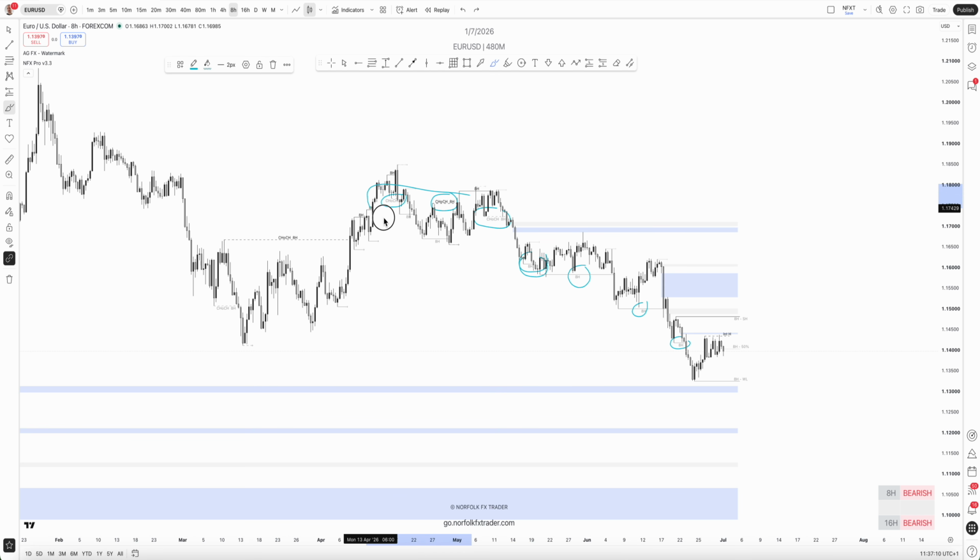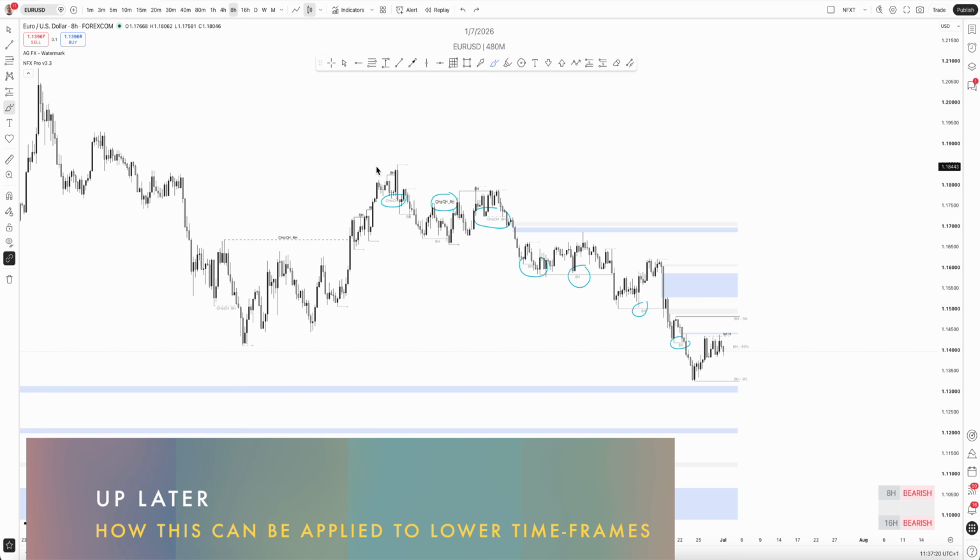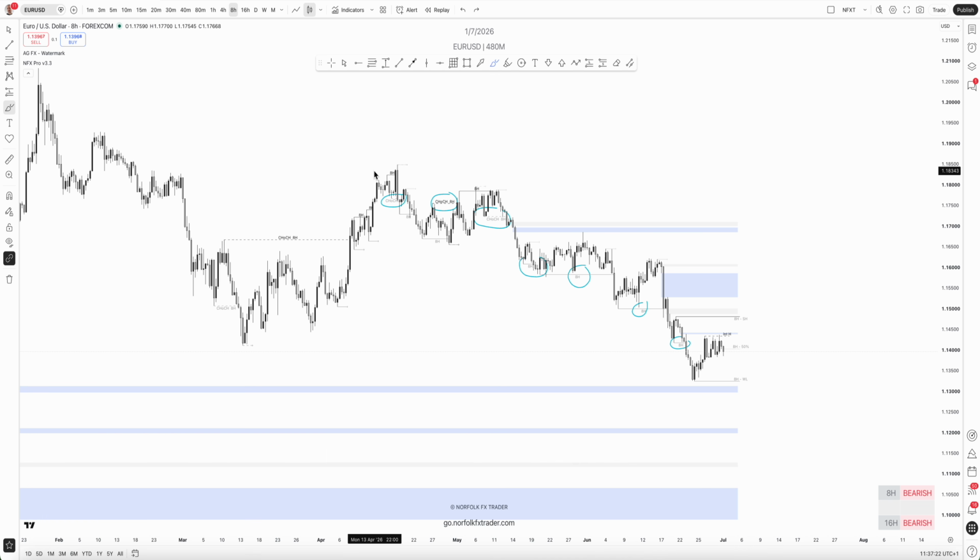But we're still seeing this area here where we've got 3 change of characters, which can confuse you in the markets. I'm going to show you later how we can apply this to lower time frames. So if you are on the lower time frames and you're thinking this can only be applied to the higher time frames, it can be applied to the lower time frames as well. So now we can identify this.